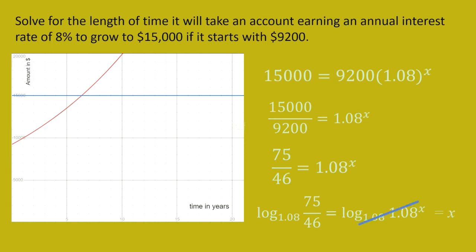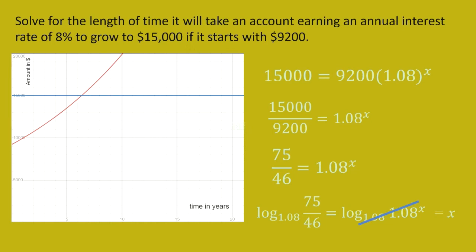We want to undo the exponential function. So we are going to plug both sides of the equation into log base 1.08, because log base 1.08 will undo exponential base 1.08. So on the left side, the fraction 75 over 46 gets plugged into the function log base 1.08. Same with the right hand side, but on the right hand side, the log base 1.08 cancels the exponential base 1.08, giving me just x. So x is equal to the value log base 1.08 of 75 over 46.